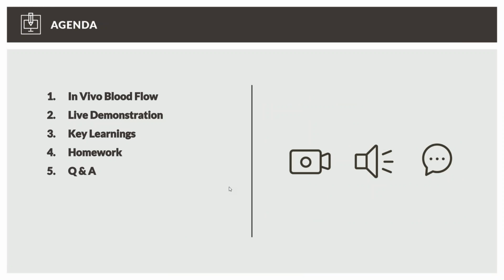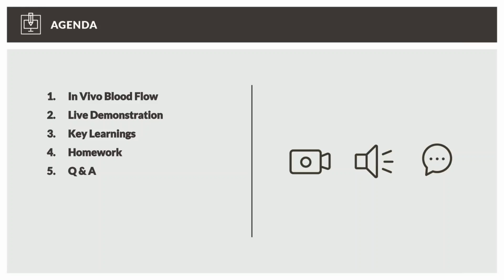And let's get right into today's agenda. So we're going to talk today about in vivo blood flow. This is basically blood flowing through any living organism. In this case, we're going to talk about the human body. That's the first thing that we're going to discuss: blood circulation and viscosity when it comes to blood.